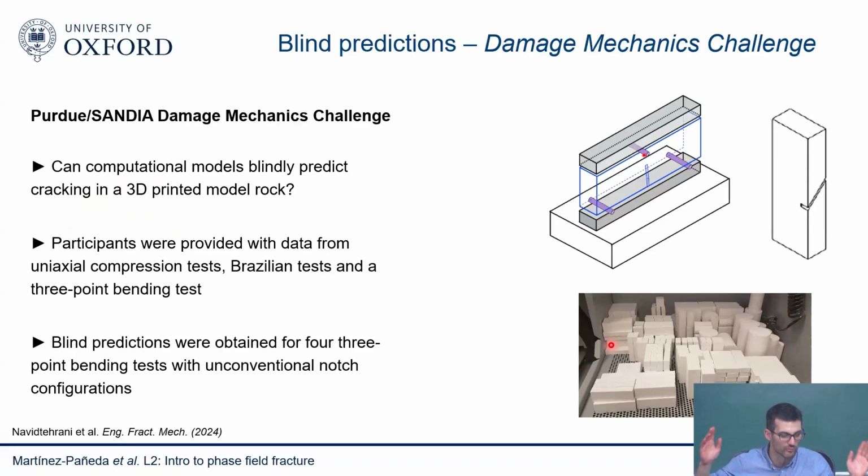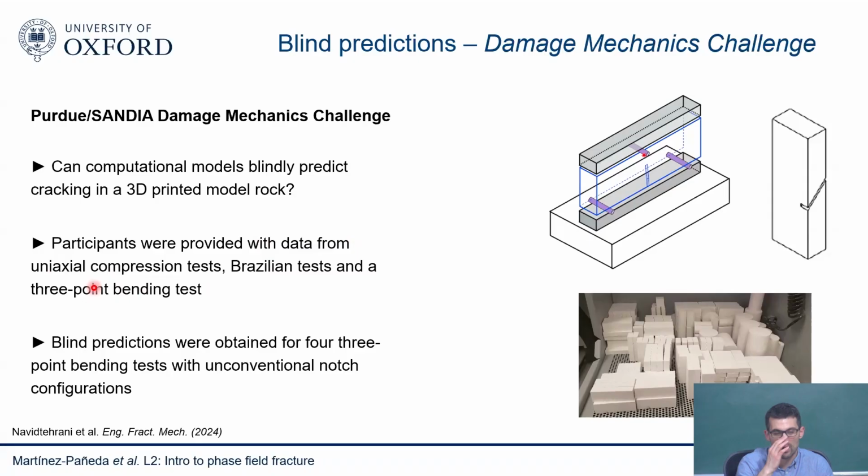They said, we're going to 3D print a rock, and we want to test computational damage mechanics or fracture mechanics approaches. So we're going to give you some data. They gave us a uniaxial compression test, a Brazilian test, and a 3-point bending test. The Brazilian test was actually not valid in my opinion, according to some paper that we published recently, but anyway, that's neither here nor there.